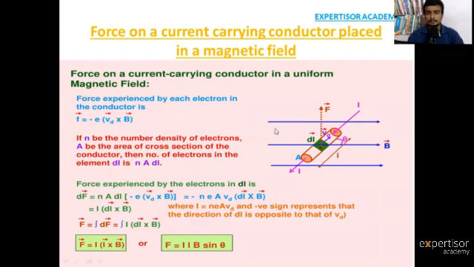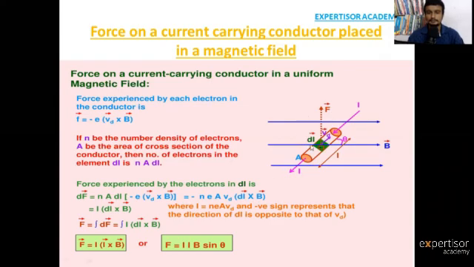See this picture. These lines indicate the magnetic field lines. Consider a current carrying conductor. This is the direction of the current. Capital A is the area of the conductor, small d is the diameter of the conductor, and v is the speed of the charged particle here.